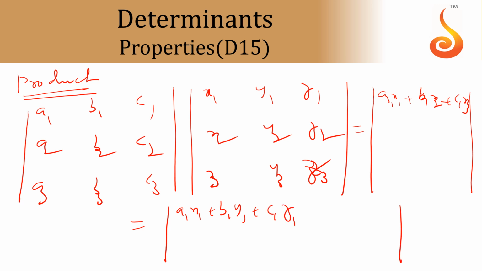Row with row. First row with first row, first row with second row, first row with third row, second row with first row, second row with second row. See, actually matrix multiplication is defined as row with column. But determinants can be multiplied row with column, row with row, column with row, column with column also.